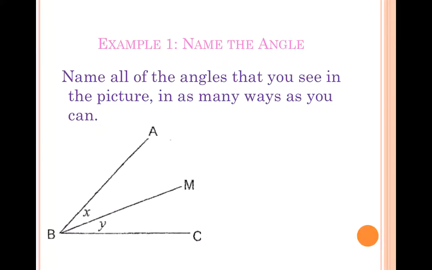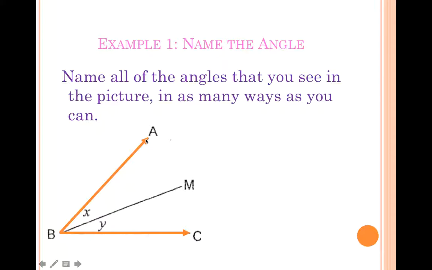Alright, so we're going to name all the different ways to name the angles in this picture. It says name all of the angles that you see in this picture in as many ways as you can. All these angles have special names and they do have more than one name, so it's kind of cool. Let's start with this big orange angle. Using those three properties we talked about from before, what could be one way we name it?